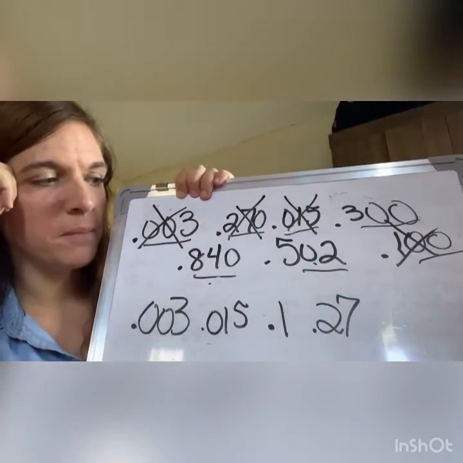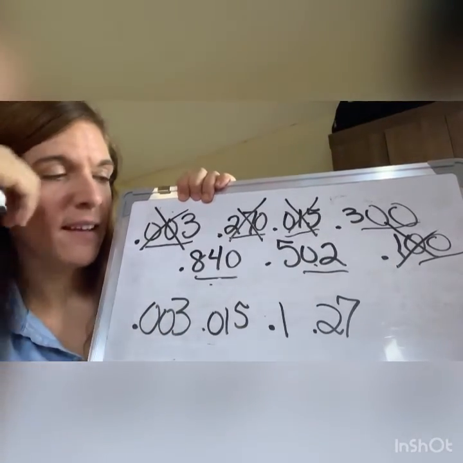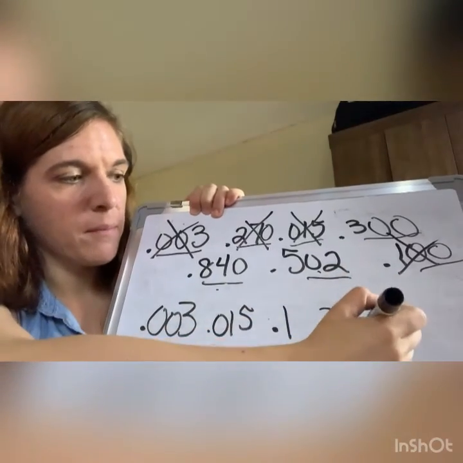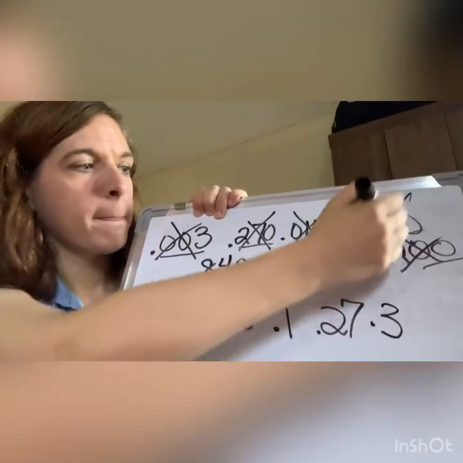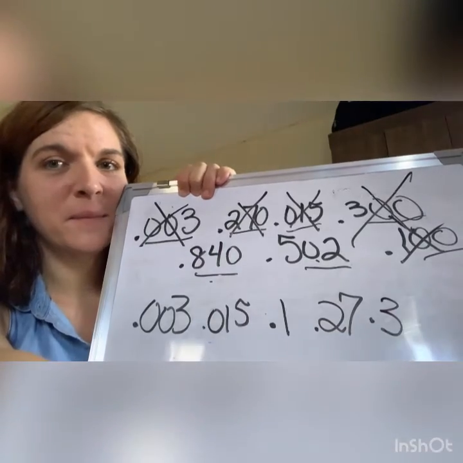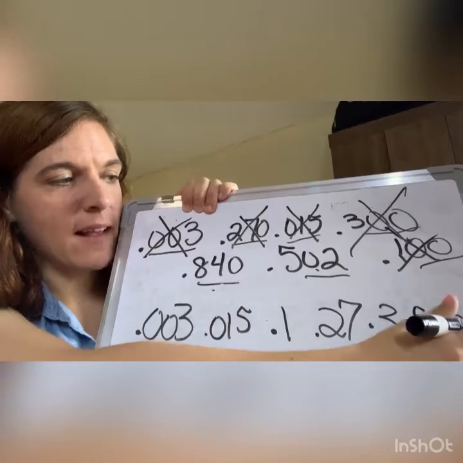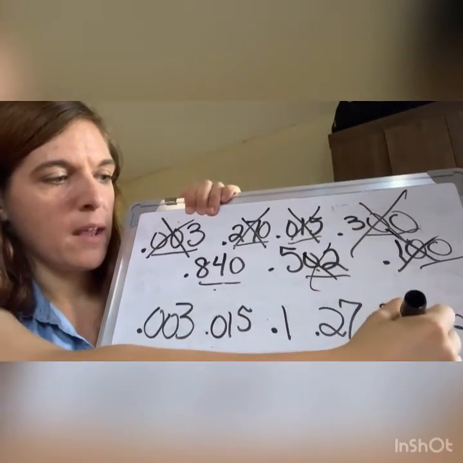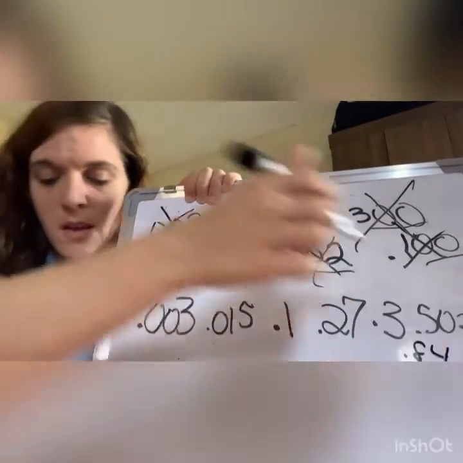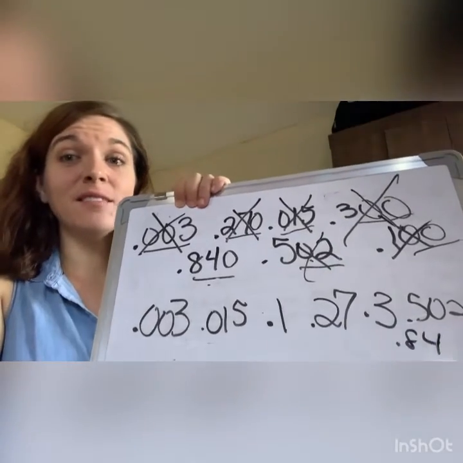Here we go. What's the next one? 300, right? The original way it was written was 0.3. Okay, next one, Frankie. Come on, tell me. 0.502, good. And what's the last one, Mario? 0.84. Okay, you write it the original way. And that's all. That's how you put it in order. You have to be using those zeros to help you know which one is bigger, which one is smaller, etc. Okay? Let's see what else.